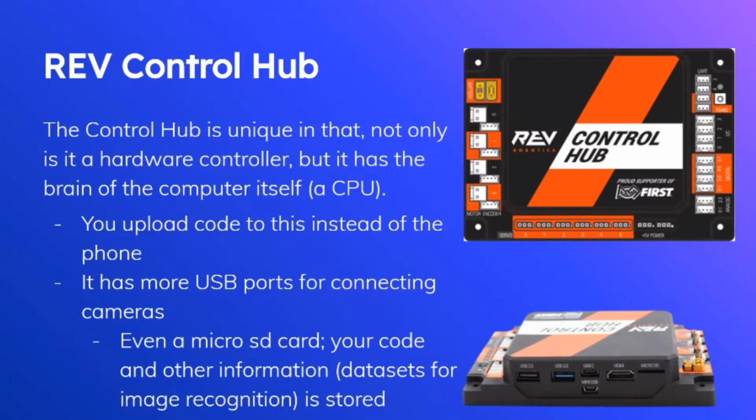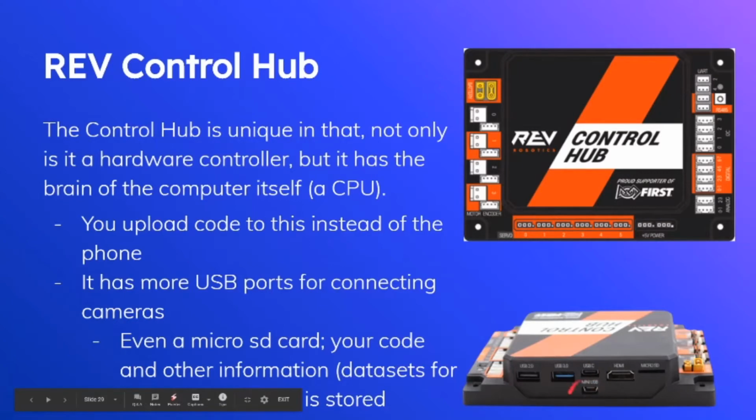Okay. And then it also has more USB ports for connecting cameras. You can see there's a USB 2.0 and a USB 3.0. If you want to know the difference between 2.0 and 3.0, 3.0 is just a faster data transfer. I'm not sure exactly how much you can transfer per second, but there's that. 3.0 is better, I mean, higher number, right? And it also has USB-C. The USB-C is for connecting it to your computer when you're uploading code. And a mini USB, say if you want to connect it to a phone, I guess.